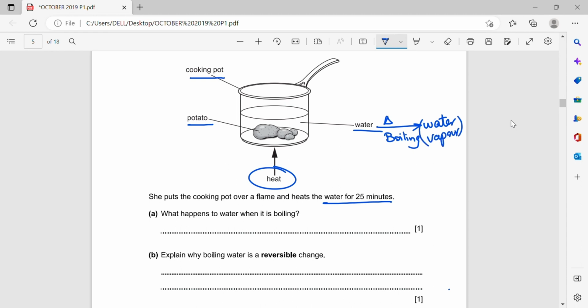Evaporation happened. So what happens? The answer is it changes state from liquid to gas. The gas is what? The water vapor.